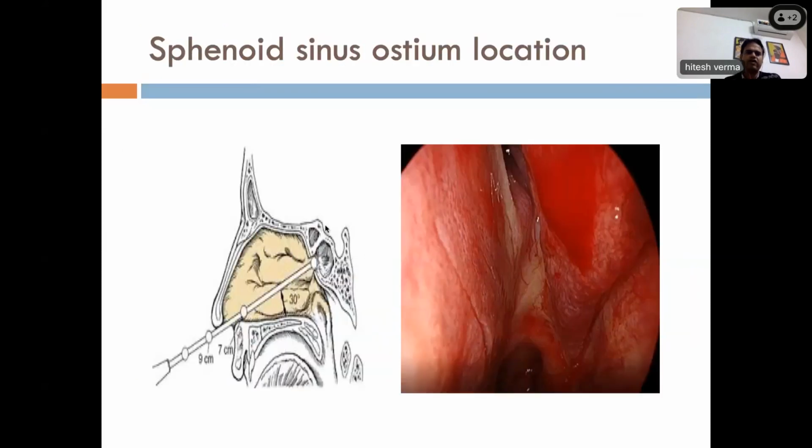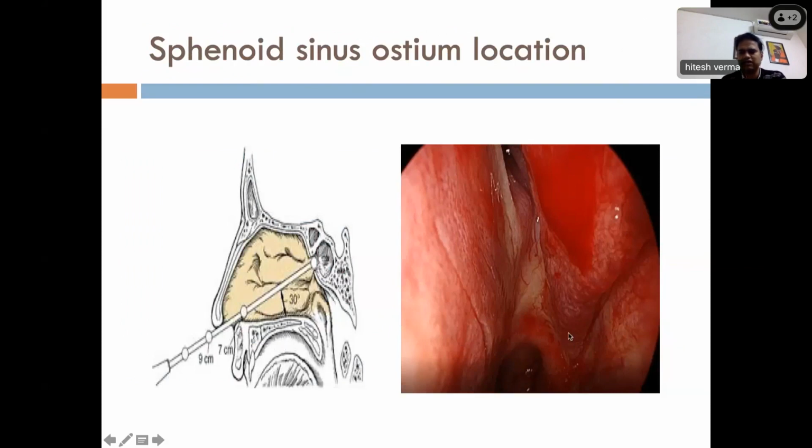So how can we identify the sphenoid sinus ostium? One method is from the anterior nasal spine. The ostium is 7 centimeters behind it at a 30-degree angle. This is a relatively cumbersome method, and what we are using is 1.5 centimeters above the choana.